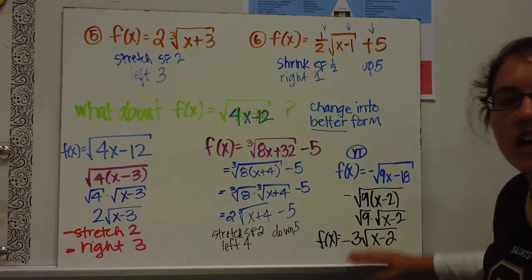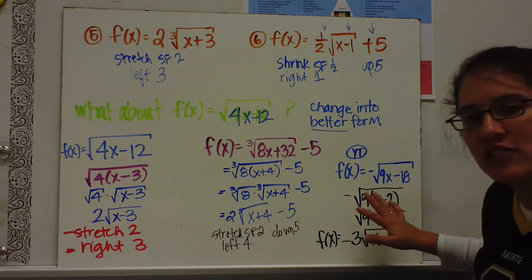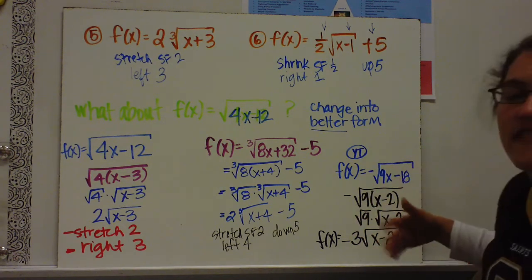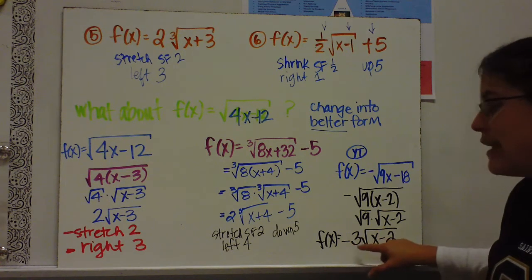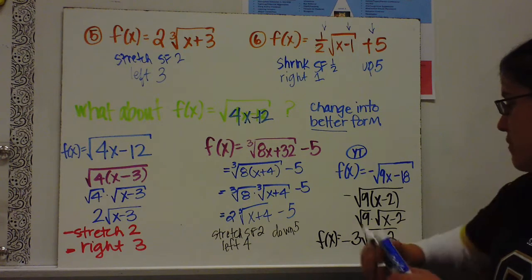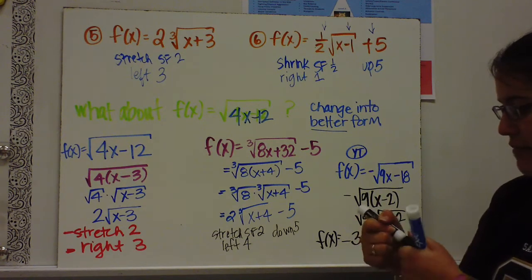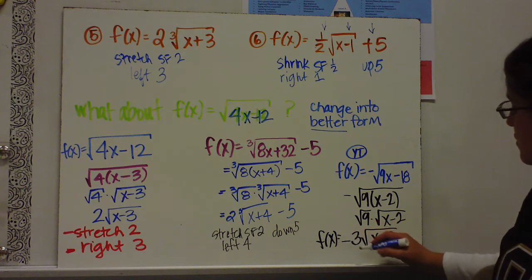So I have changed the form. I haven't actually changed the value of this function. I just changed the form. So it's the negative 3 times the square root of x minus 2. And by doing that, that means I have a reflection.